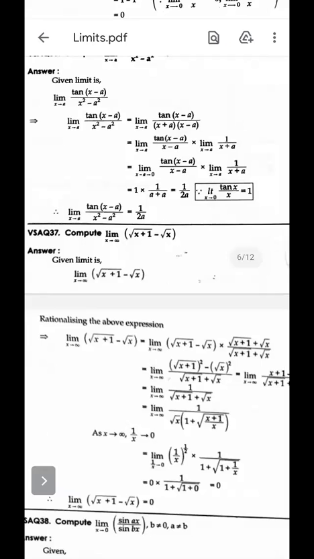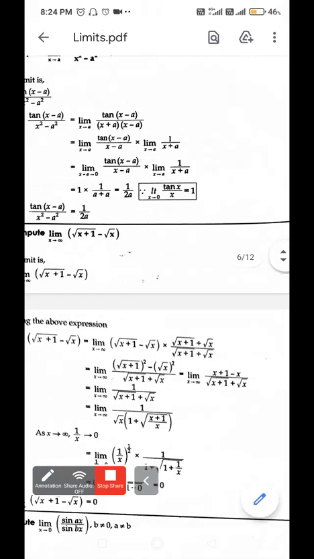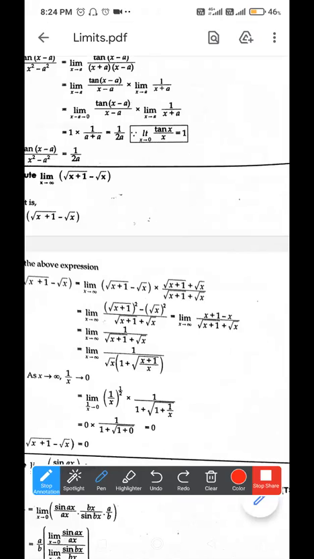Now compute limit x tends to infinity, root of x plus 1 minus root x. So whenever you see these roots and a minus sign, just remember rationalization: multiply and divide with plus. Okay, so we have root of 1 plus x minus root x. So multiply and divide with plus. After rationalization, what will we get? From here, plus x minus x gets cancelled. 1 by root of x plus 1 plus root x. Take root x as common.